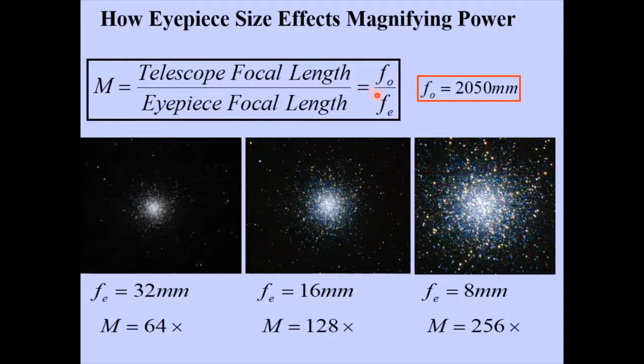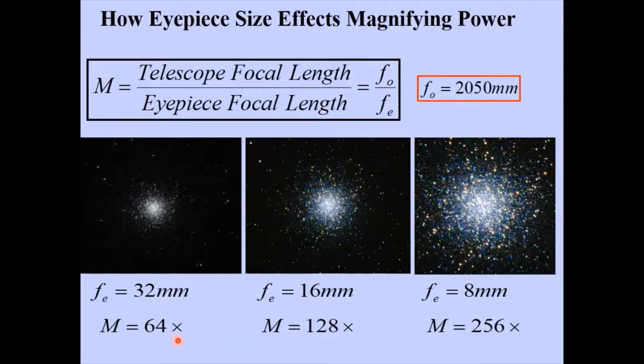Remember, we have FO divided by FE. And that gives us a magnification of 64 times. Now, what does that mean? Well, that means if we were to look up in the sky with our unaided eye, no telescope, this object would look 64 times smaller. So the telescope here is magnifying our view by a factor of 64 times, which is actually quite a bit.